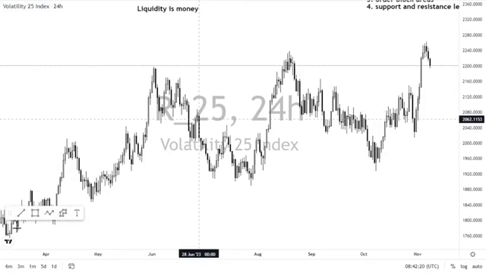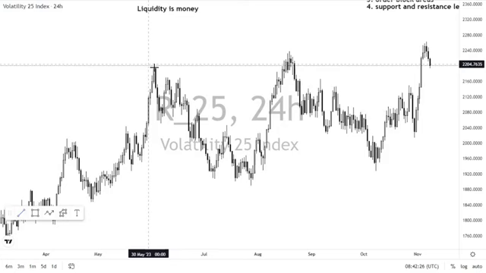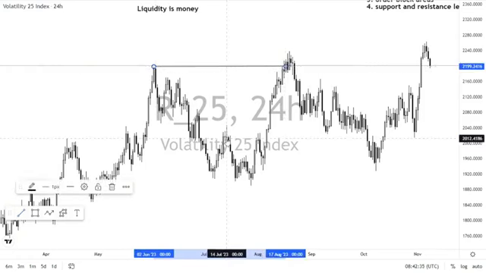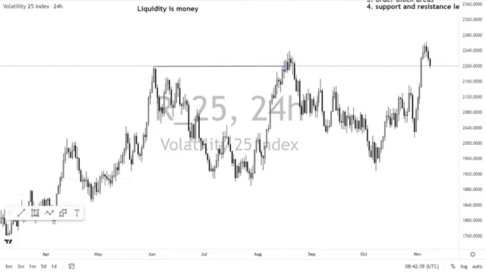So we have our break of structure to the upside here. This is a break of structure to the upside. So we are definitely in a buy market. We're in a buy market. We're in a buy scenario.